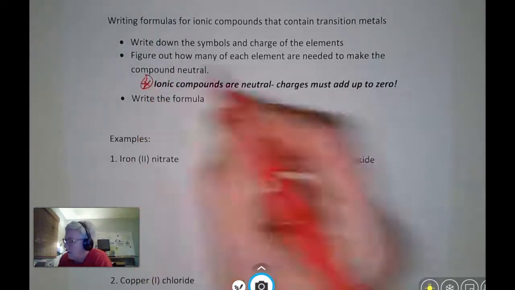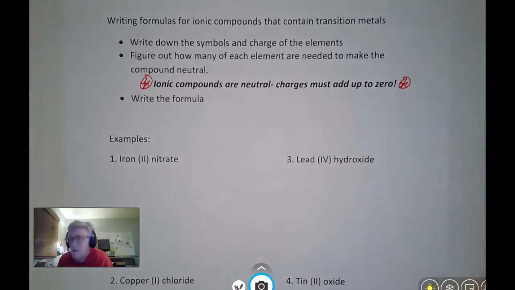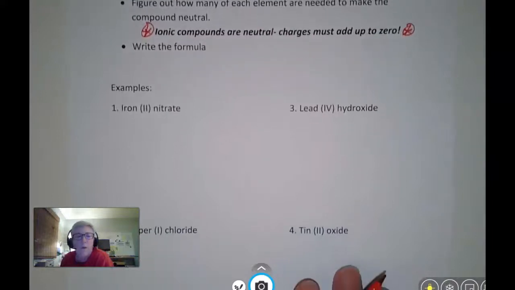So that sentence right there is crucial. That's the thing to remember. And then you can write the formula. Okay, so let's do number 1 here.